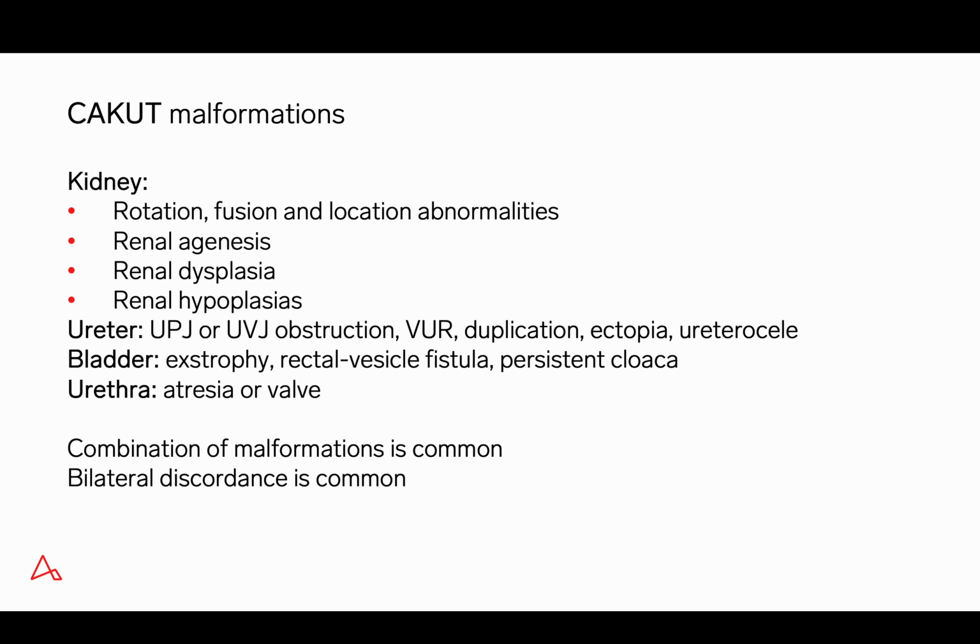This is a list of the KCUT malformations. In this and the subsequent segment to follow, I will discuss only the renal abnormalities. However, as you can see, KCUT not uncommonly involves the ureter, bladder, and urethra. Combinations of malformations are common, and as I mentioned before, bilateral discordance is also common.